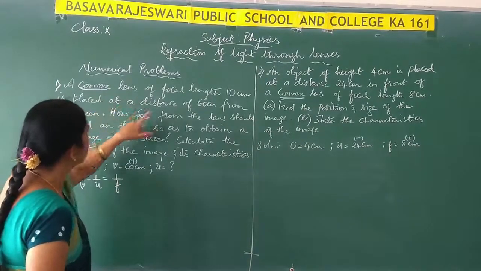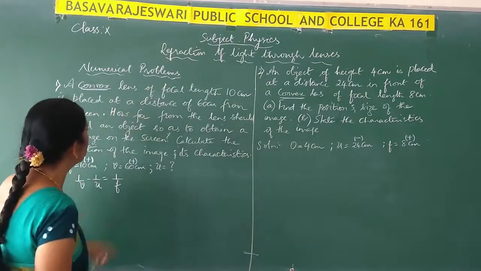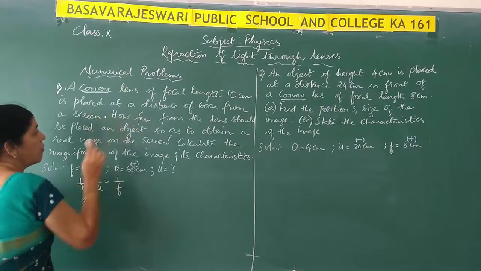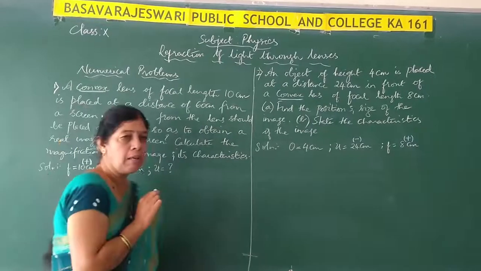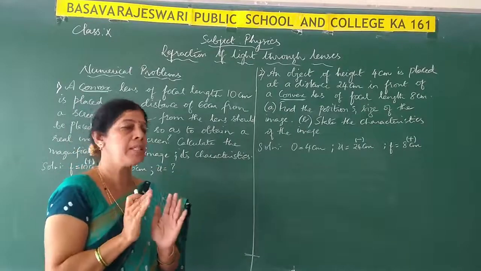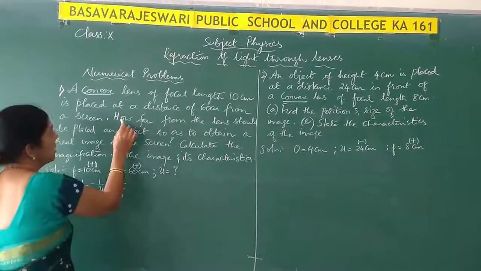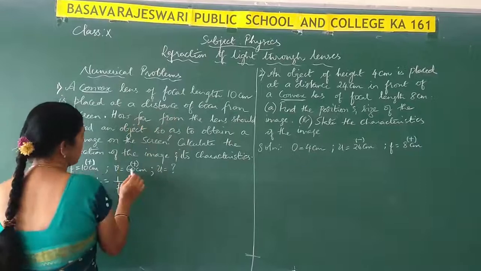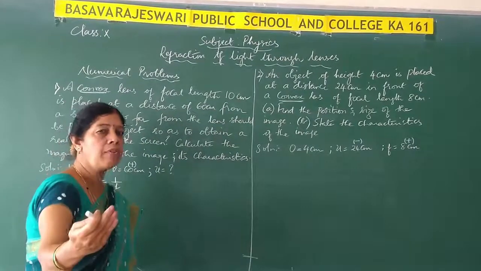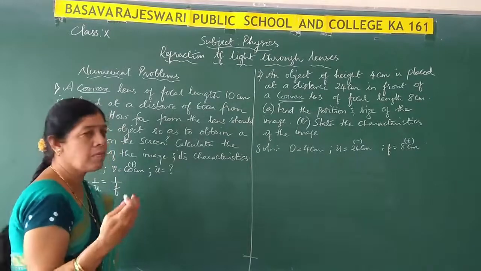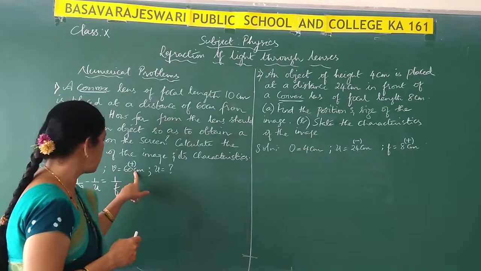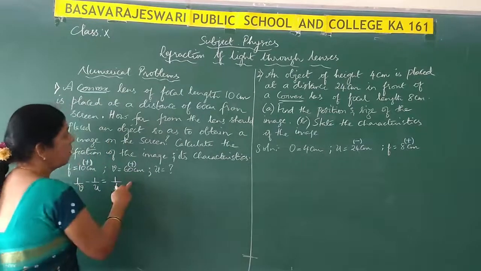The lens is placed at a distance of 60 cm from a screen. So from the screen means we have to consider the image distance. So what is the image distance here? Image distance is 60 cm. And we know that for a convex lens, on the other side of the lens only we will get the image, so it should be taken with the positive sign. So I have considered the positive sign.